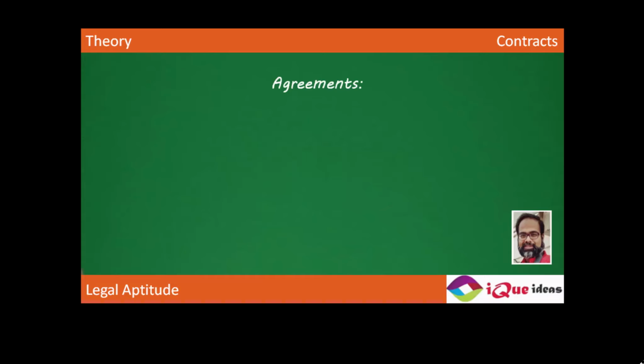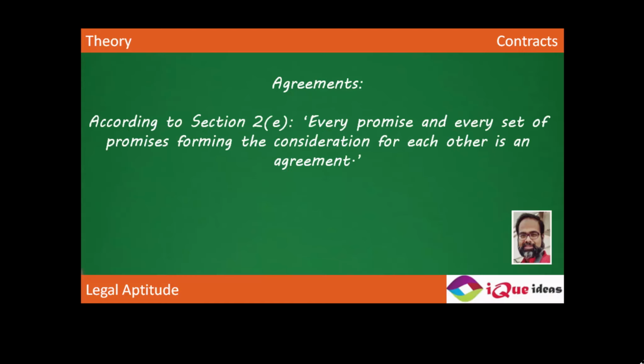So now that we have seen that the contract is an agreement enforceable by law, how is the word agreement defined? According to Section 2E, every promise and every set of promises forming the consideration for each other is an agreement. Which means in an agreement, there is a promise to be made from both the sides. It cannot be one-sided.